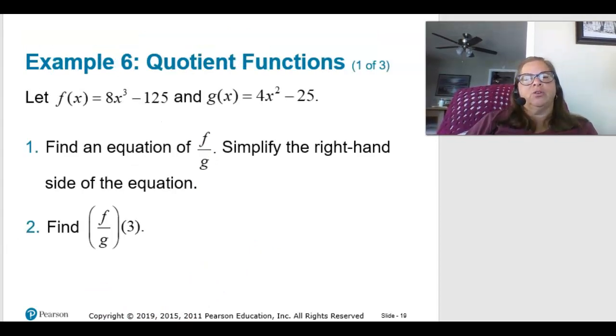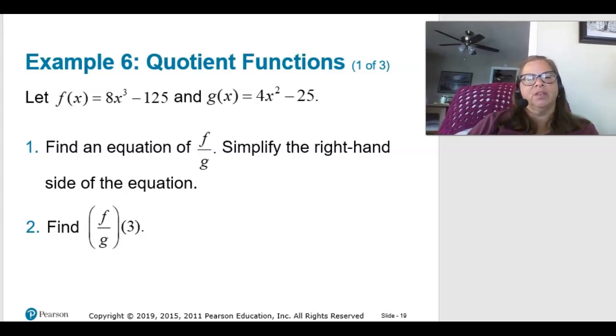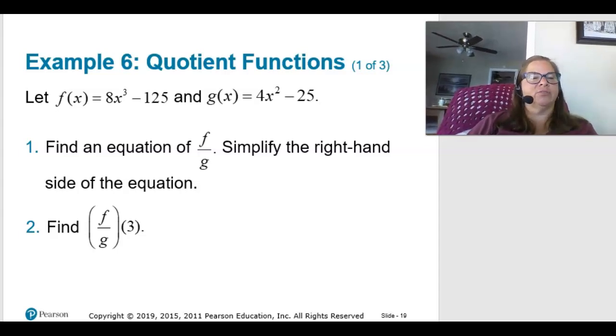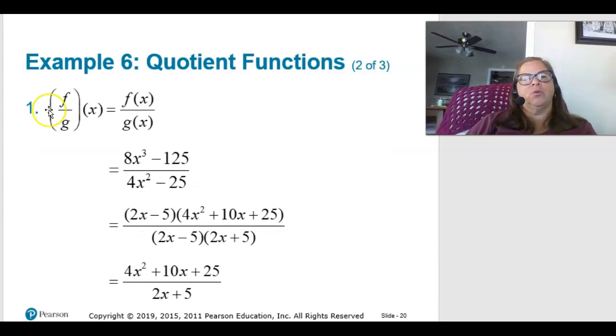So when you're finding the quotient of functions, if you were given the function f of x and the function g of x, you are going to divide f of x divided by g of x. Then we will evaluate our new function at 3. So when we want f of x in the numerator and we want g of x in the denominator, we start out now and we start to factor.